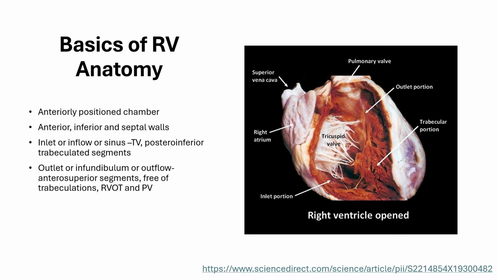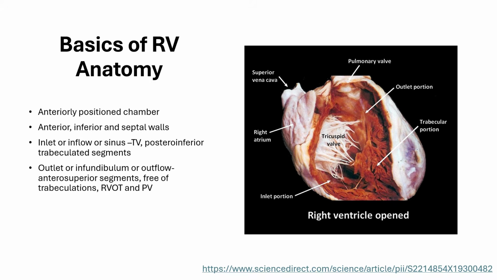So let's review some basic facts related to right ventricular anatomy. It is the most anteriorly positioned chamber. It has several walls, such as anterior wall, inferior wall, and septal wall. Septal wall is also known as medial wall.